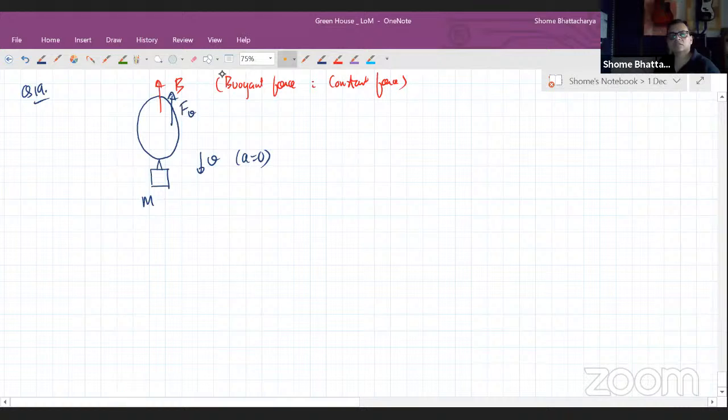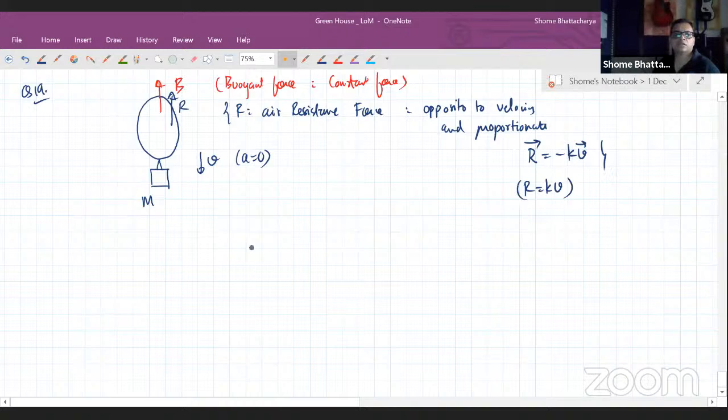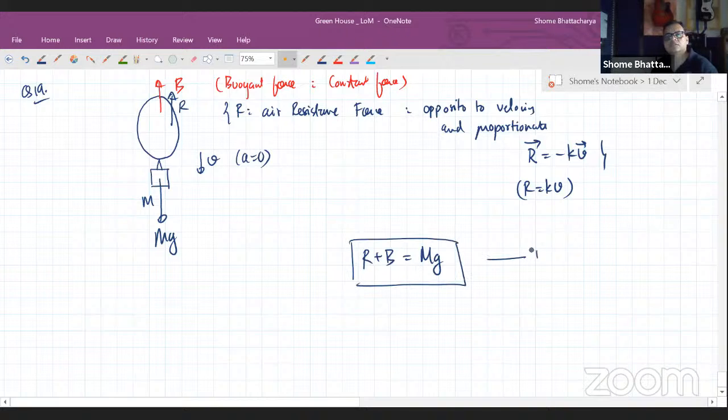Let us say R is the air resistance force, which is opposite to velocity and proportional to it. So as a vector, it would be minus some constant into v, or the magnitude would be some constant into v, but direction would be opposite. So there is that, and of course there's the weight of the block. So there is capital Mg, and acceleration is 0. So the equation that we are getting from here is that R plus B is equal to capital Mg. This is the first situation.